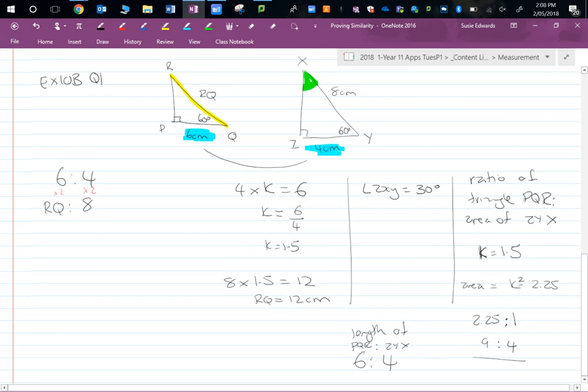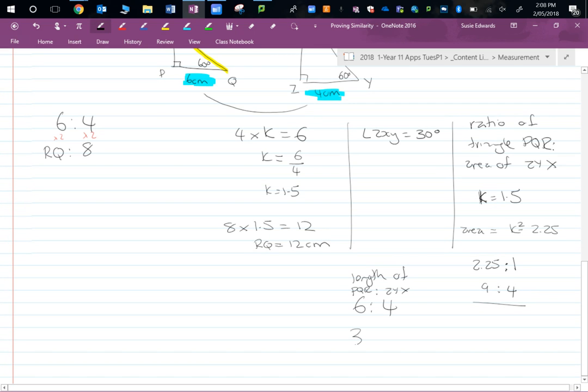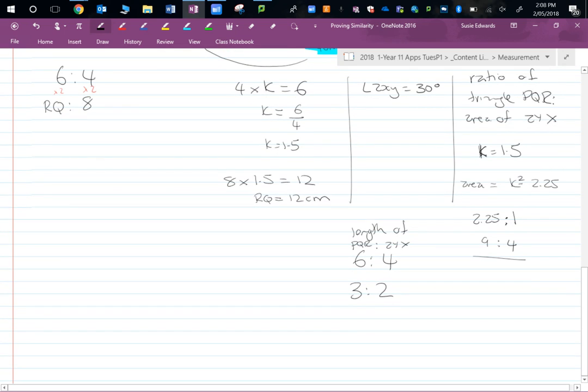So 6 to 4 becomes 3 to 2 simplified. Everyone understand where I got from there? I just divided both by 2. So that is my ratio for length. So if it's area, I actually just square each of them. 3 squared to 2 squared, which is 9 to 4. See how it's the same answer? So if you actually just use the simplified version of your length, if you square each of the numbers, you'll get the simplified ratio for area. Either way is fine. It's up to you how you use it in practice.